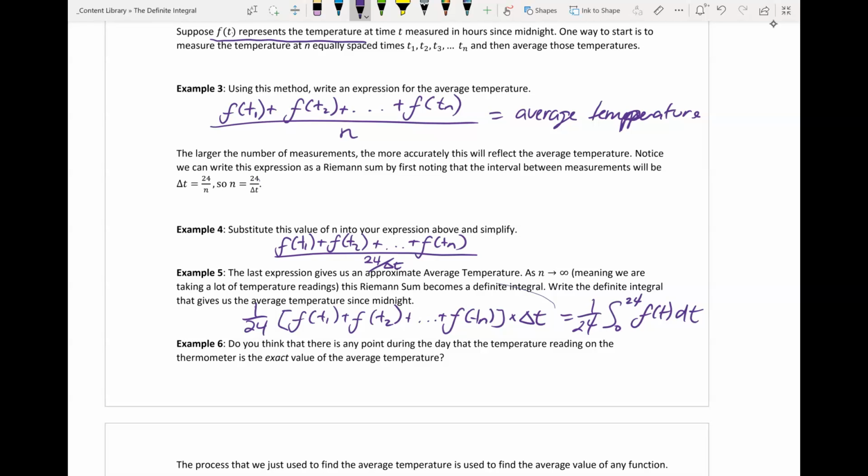So the last thing we're going to look at is, do you think that there is any point during the day that the temperature reading on the thermometer is the exact value of the average temperature? And that should be a yes, that eventually one of the readings will be the exact value of your average temperature.